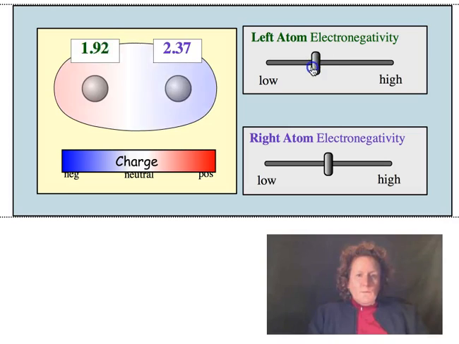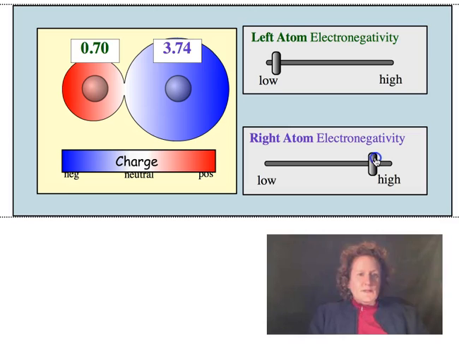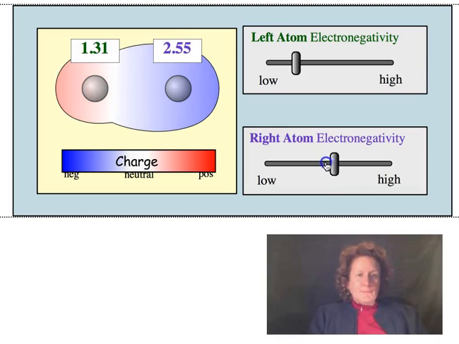Let's bump up the difference here. Oh, there's a significant difference here. Look at these numbers. This is a very low electronegativity, and this is a very high electronegativity. You can see that this has a negative charge. This blue part is a negative charge, which means the electrons are more likely to be over here than they are to be over here, which has the positive charge. So as we mess with this electronegativity, you can see that the charges adjust.